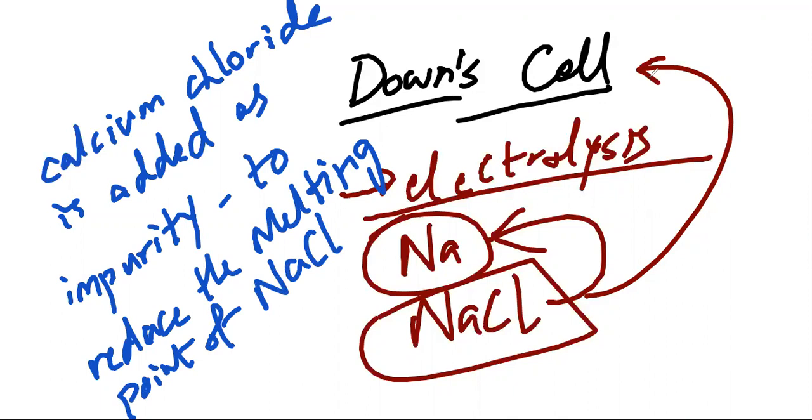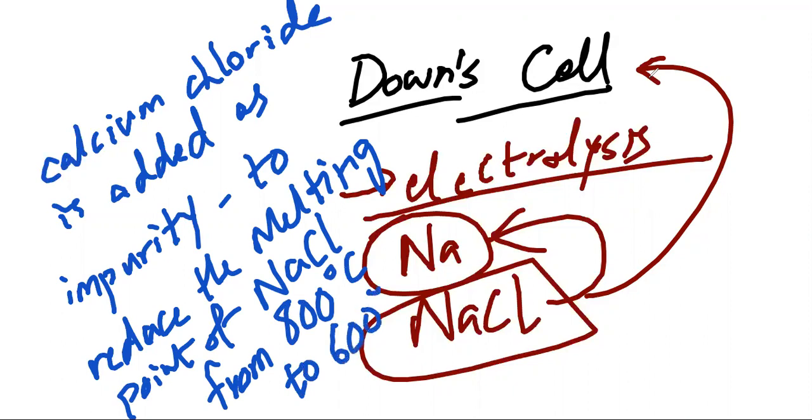What do we use? Calcium chloride. From which temperature? From 800 degrees centigrade to 600 degrees centigrade. So calcium chloride decreases the melting point of NaCl to 600 degrees centigrade.